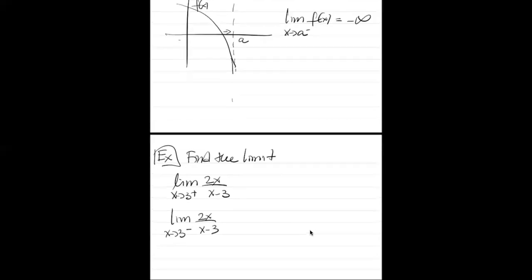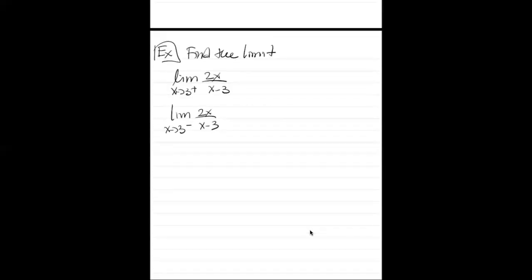Okay, another example. Find the limit. So limit of 2x over x minus 3, x is approaching 3 from the right. So we're going to find this limit, and then we're going to find the same limit that x is approaching 3 from the left. You can make a table, or you can look at the graph.